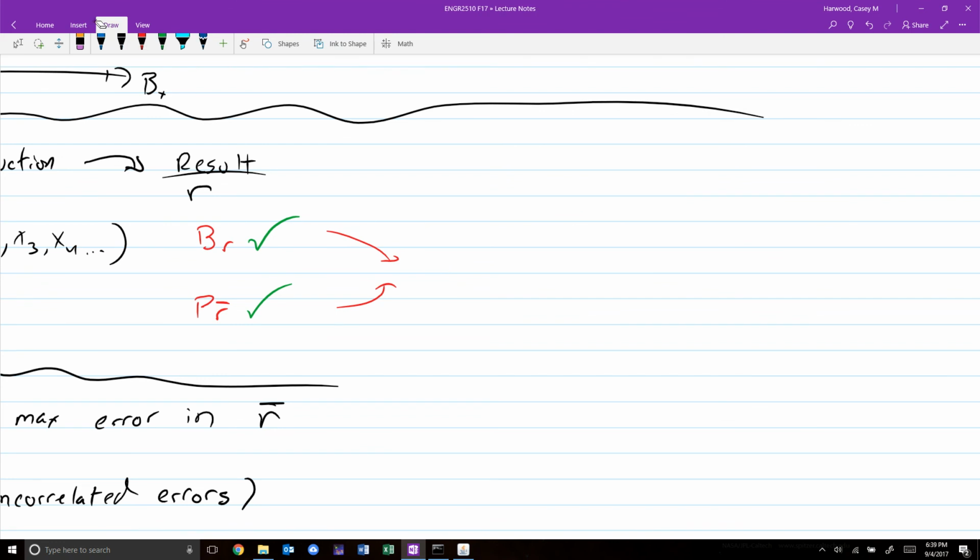So the equation that you need to worry about is the uncertainty on R bar squared is equal to B sub R squared plus P sub R bar squared. You have this from the propagation of uncertainty, and you have this from looking at the scatter in your values of R, and that allows you to get the total uncertainty on R bar.